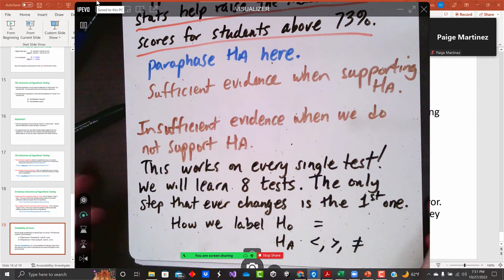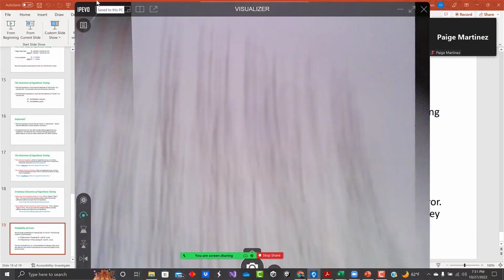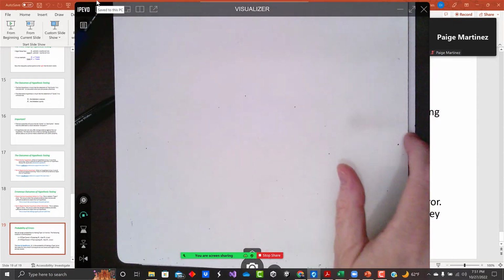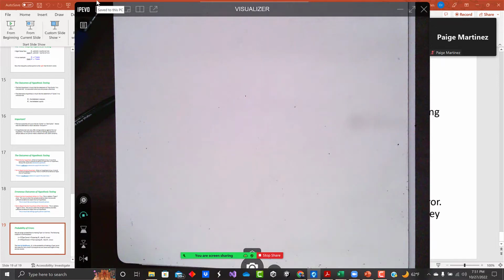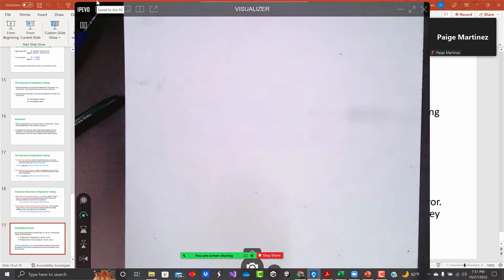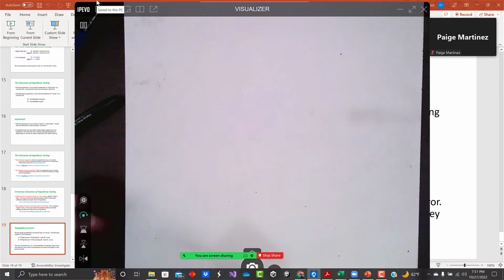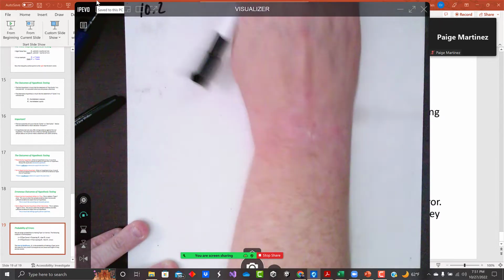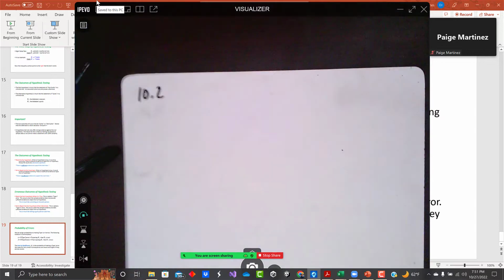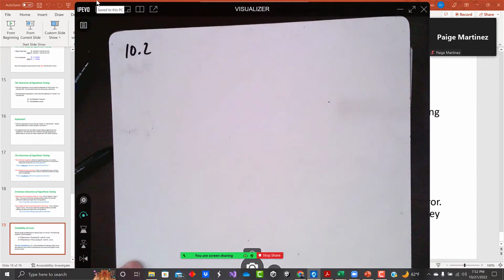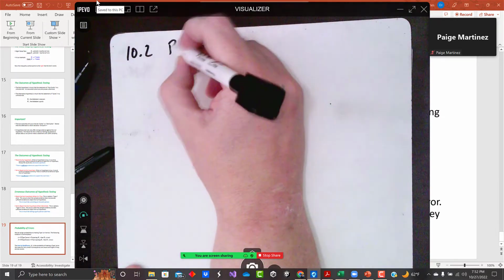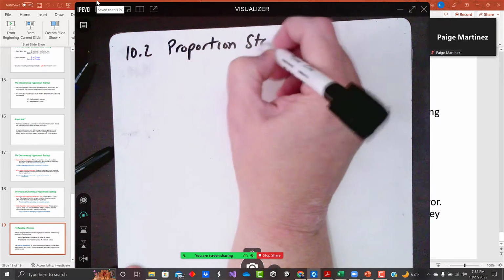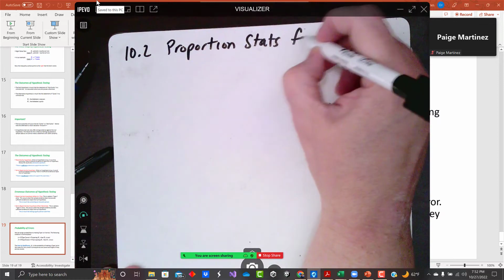You guys ready? All right, so 10.2 is on proportion stats. I'm off the screen because I moved the camera. There we go. 10.2 is on proportion stats for one sample.